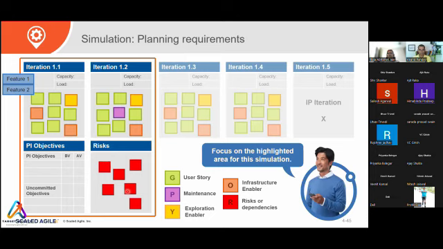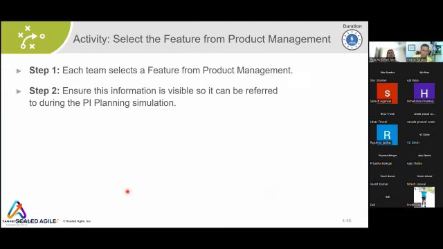So here we talked about 6 iterations, where one is the IP iteration. In this particular simulation example, we are considering only 2 iterations. In a simulation, you cannot plan for all 5 iterations because we have limited time. So here we are considering, suppose there is a PI and it has 2 iterations only, iteration 1 and iteration 2. So how to plan that?